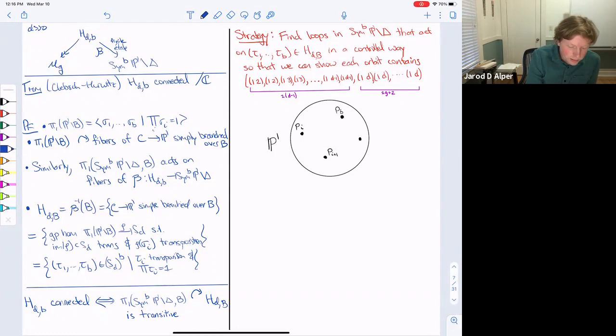And because this map is surjective, the image of something connected is also connected. So the irreducibility of the Hurwitz space gives us the connectedness of M_G.